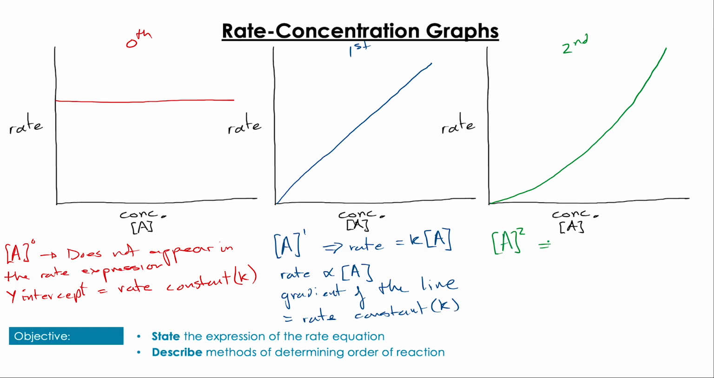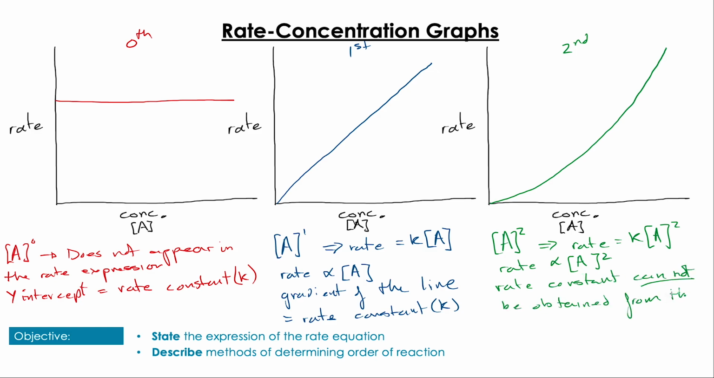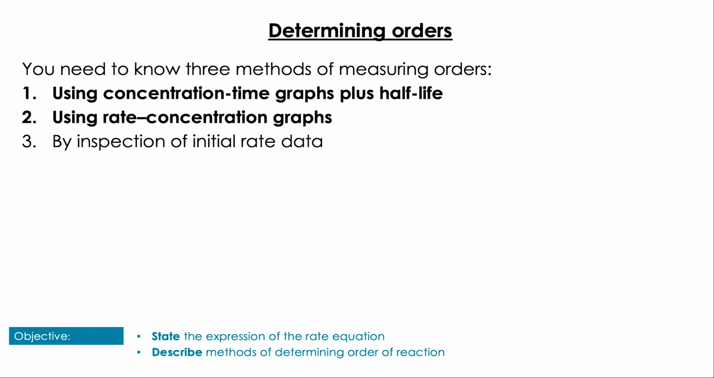Now, with second order reactions, the rate is equal to K times A squared, and so it's proportional to A squared. Now, we can't find the rate constant directly from this graph. We would need to make the graph of 1 over A squared, and then that would give us a straight line. And we could take the gradient of the line of that graph, and that would give us the rate constant. So that covers the first two of the three methods.